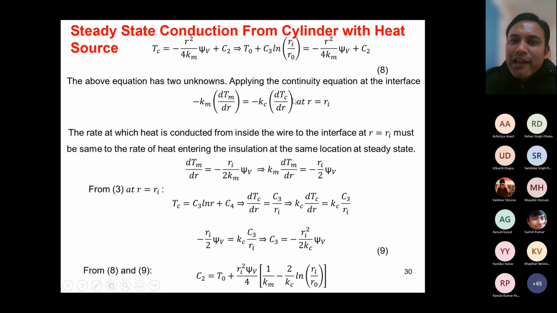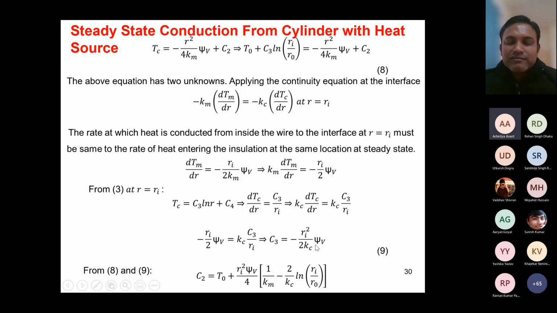Similarly, we can calculate dTc by dr also. This is the Tc at the interface: C3 ln R plus C4. We can differentiate this. dTc by dr is given as C3 by Ri at the interface, and this we can equate. So Kc dTc by dr will be Kc C3 by Ri, and that is the same as minus Ri by 2 psi V. So from this we can find out C3 directly. C3 comes out to be Ri square by 2 Kc psi V.